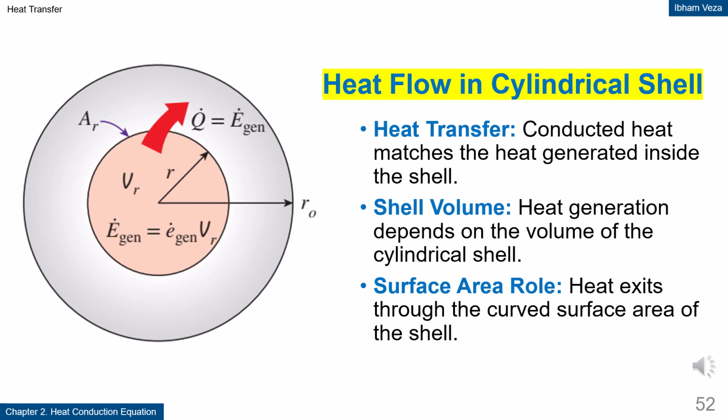Heat flow in cylindrical shell. The heat generated inside a cylindrical shell must flow out through the surface. The amount of generated heat depends on the volume of the shell. All of this heat eventually leaves the system through the curved surface area. The temperature distribution inside the material is determined by this balance. This analysis is important for thick-walled pipes and heated cylindrical elements.